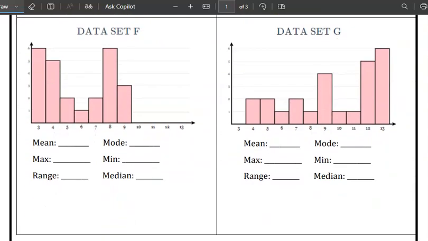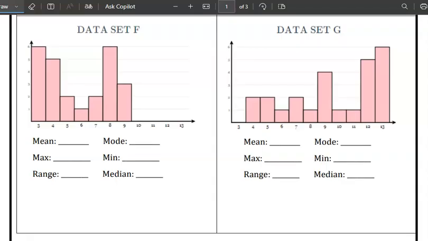Let's look at the example for data set F. This one is a histogram. The x-axis is going to represent the value in the data set, and the y-axis represents the frequency, how many times that number occurs in the data set. So before finding these values, let's go ahead and write how much each frequency is.